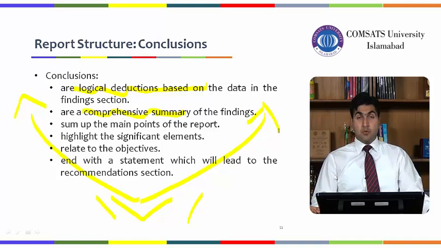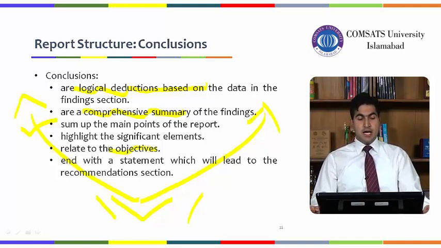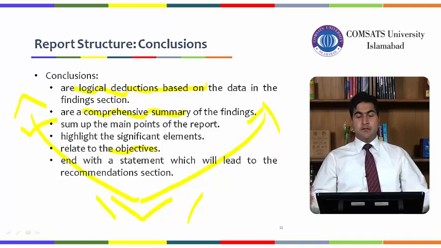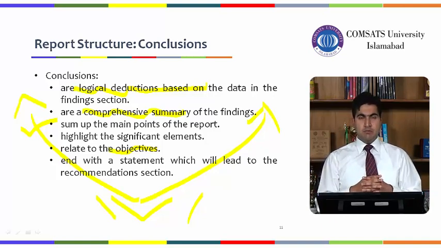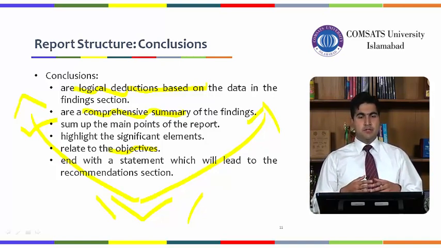So you sum up the main points of the report here as well. This is bullet number 3. You highlight the significant elements, the key points, you relate them to the objectives of the study, and you end with a statement which will lead to the recommendation section. This is also a very important point: once again, to maintain coherence within the whole document, you pave the way for the information which is coming right after by writing your own statement. This is something which is supposed to be done even here while writing your conclusion.